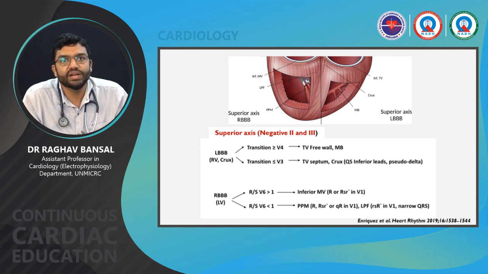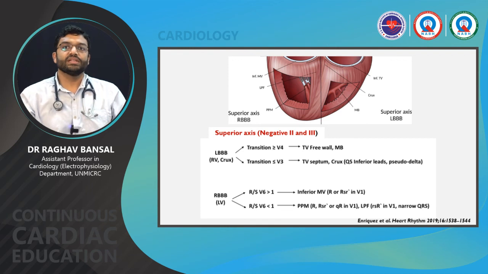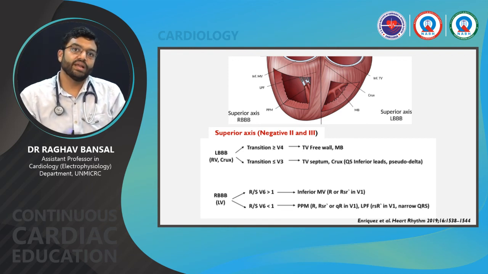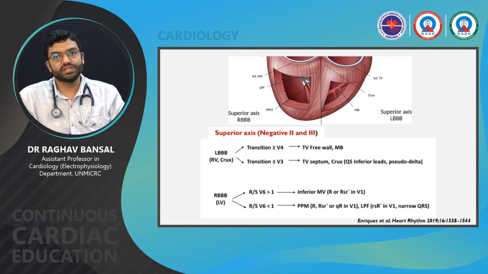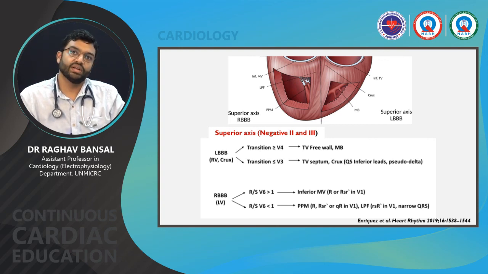If the transition is later, like more than V4, then the arrhythmia is mostly arising from the tricuspid free wall or the moderator band, while an earlier transition points towards a septal origin. As we have seen in the superior segment also, the lateral and free wall structures have a later transition, while septal structures have an earlier transition. Or it might be arising from the crux, which is again epicardial, near the junction of the middle cardiac vein and the coronary sinus.